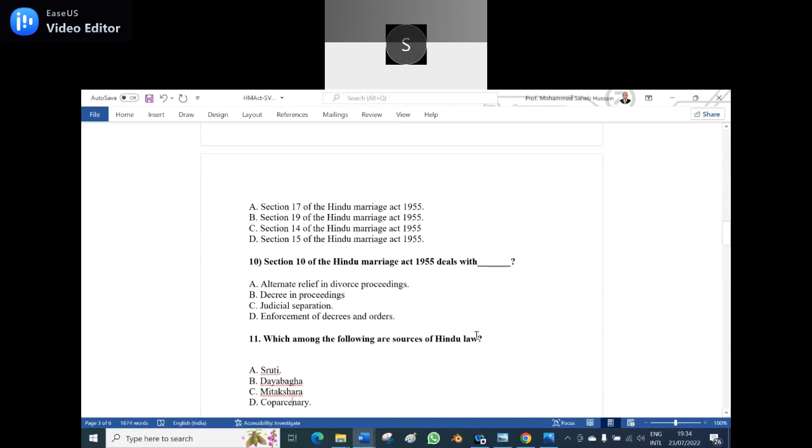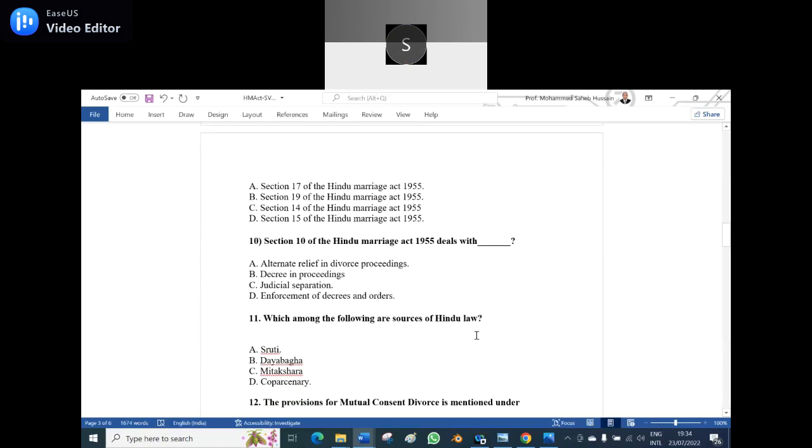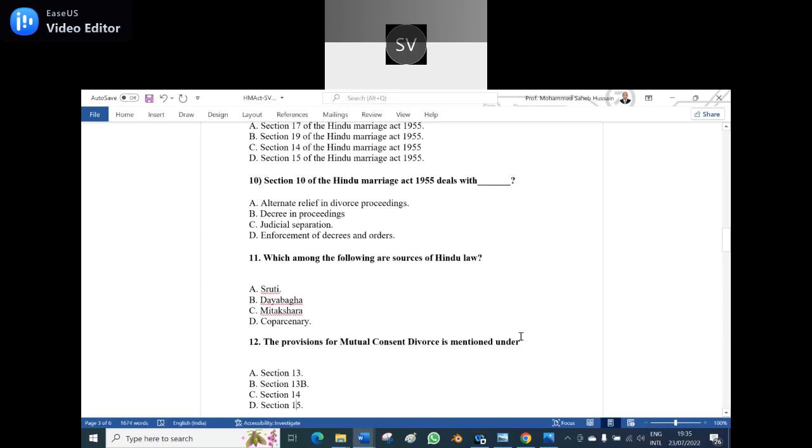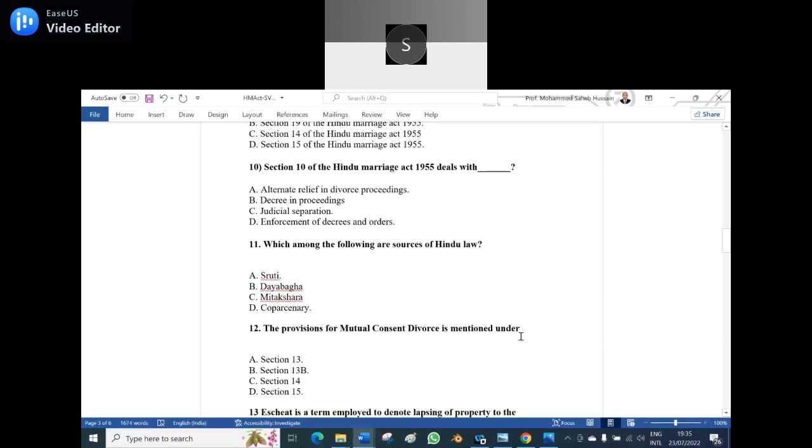And 11th question. Which among the following are sources of Hindu law? Option A, Shruti. Option B, Dayabhaga. Option C, Mitakshara. Option D, Coparcenary. Shruti. Option C, Mitakshara. Option D is the answer. There is no such thing. Option D is the correct answer. It's Shruti.